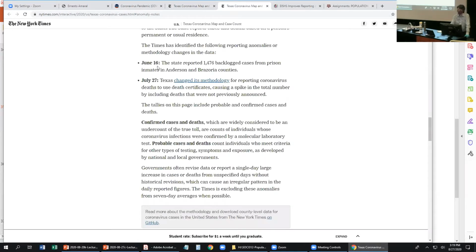It mentions that on July 16, the state reported 1476 backlog cases from prison inmates in Anderson and Brazoria counties. But the major changes are here. Texas changed its methodology for reporting coronavirus deaths to use death certificates, causing a spike in the total number by including deaths that were not previously announced. And an important thing to highlight is that these confirmed cases and deaths are widely considered to be an undercount of the true toll because there were not enough tests and so on.